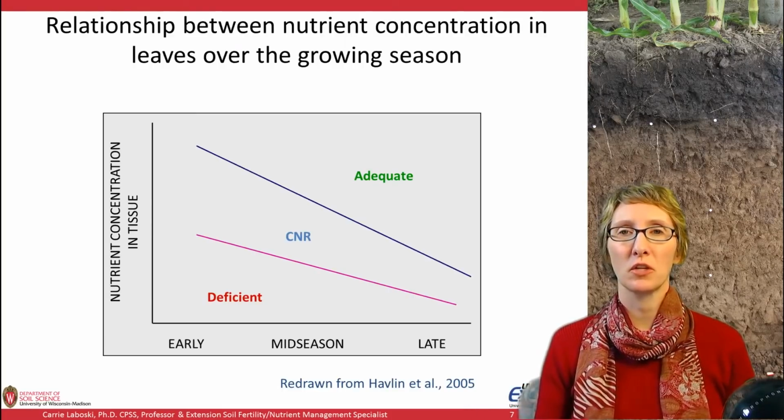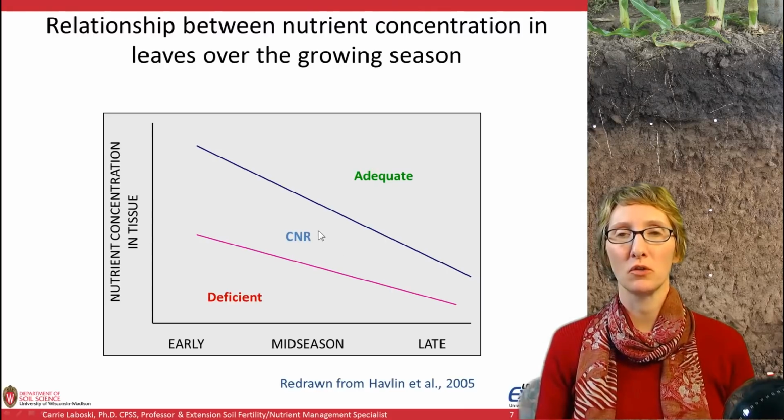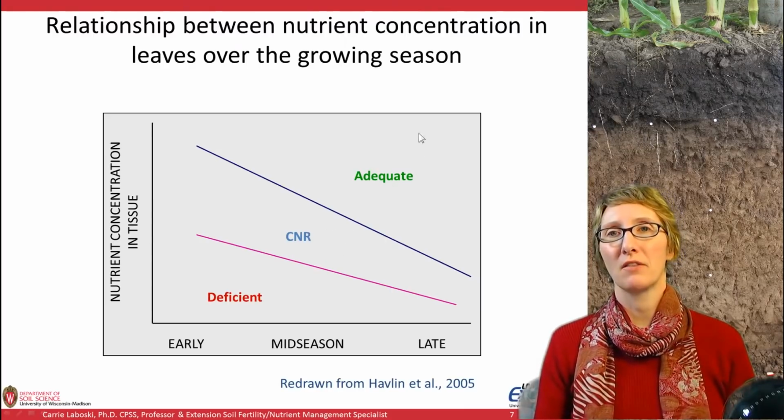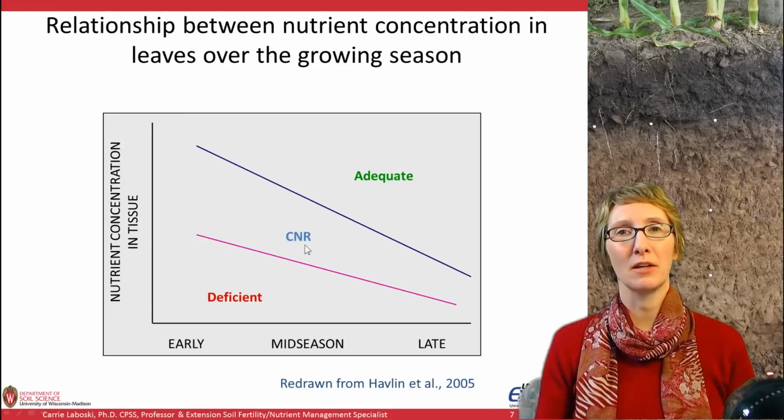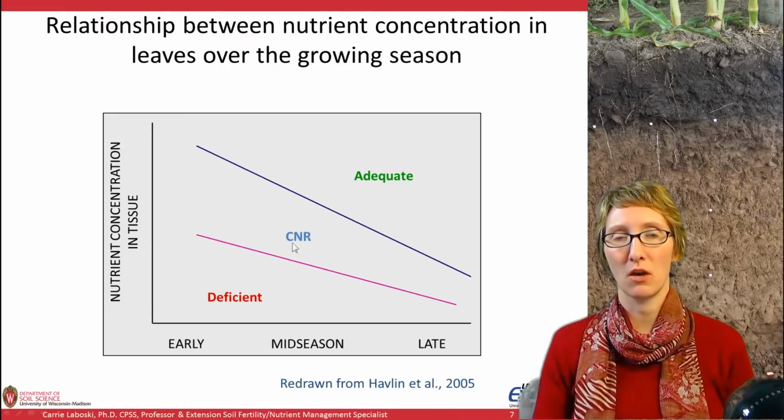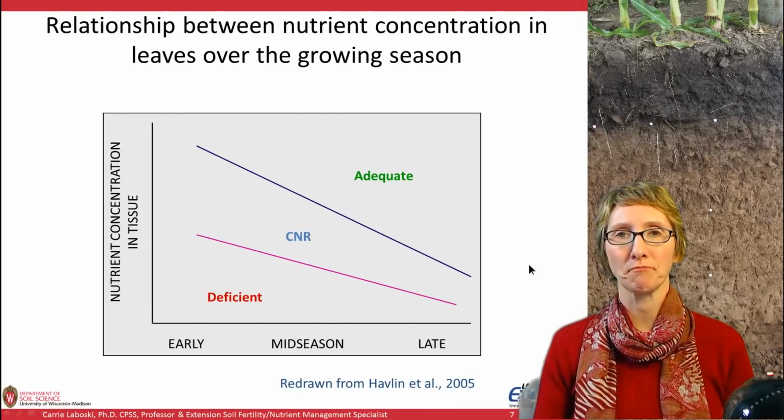And so the critical nutrient range, or the sufficiency range for plant analysis, would be in this area in the middle called the CNR, the critical nutrient range. Above that range, you have adequate nutrients. Below that range, they're deficient. And in here, it's a little bit tough to tell what's going on.